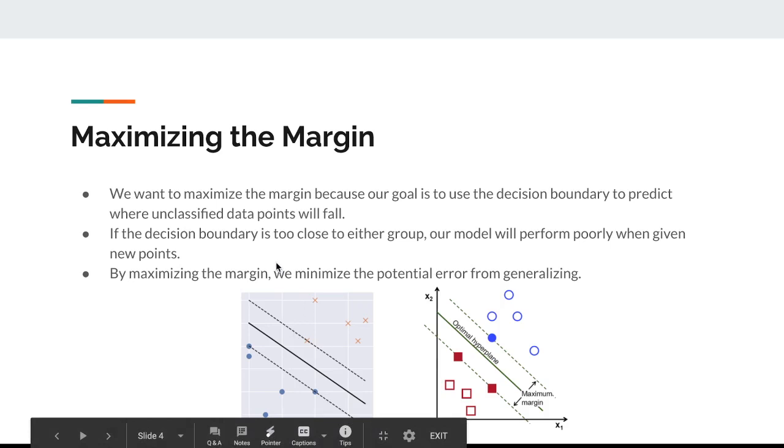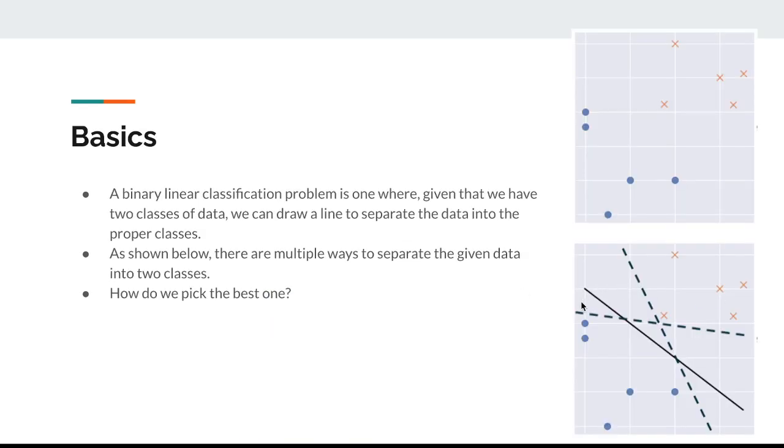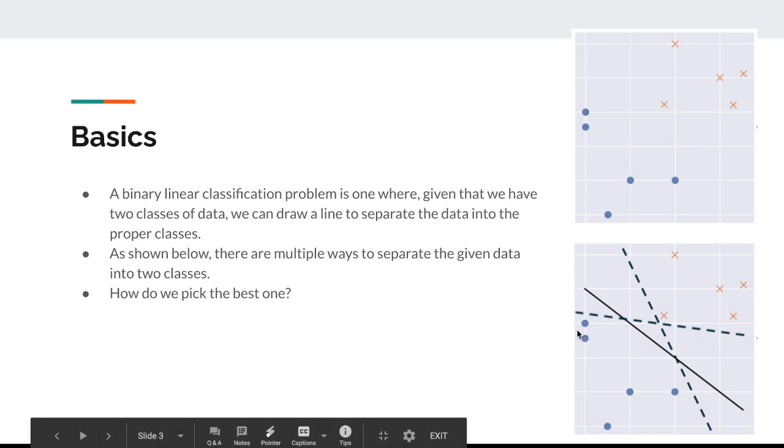If this decision boundary, however, is too close to either group, our model is going to perform poorly when given new points. For example, here, where this decision boundary is really close to this yellow X and also this blue circle here. If I added a new point right here, this line would misclassify it as a yellow X, when in reality, a point that's right here should be a blue circle.